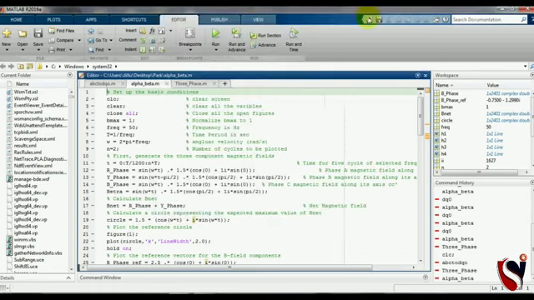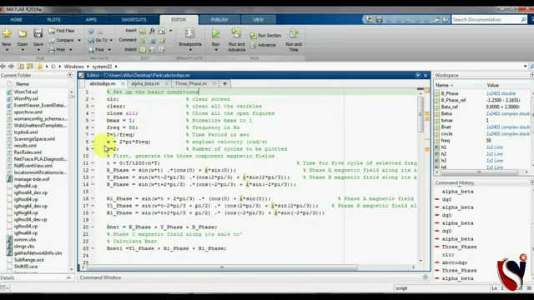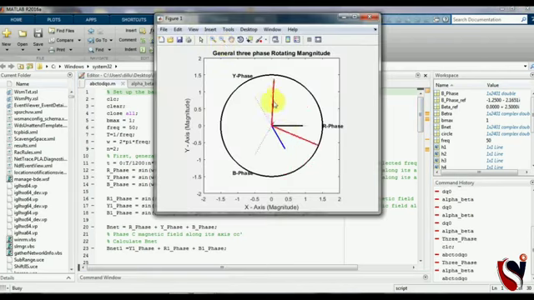Now alpha beta is still operating on an alternating quantity. So next is the ABC to DQ0 theory. I am going to run this program. You can see the 3 ABC phases, and it converts to DQ. This is the direct quantity and this is the quadrature, and the angle between them is 90 degrees. This is called the DC magnitude, and it continues to rotate because it operates on DC values, and the angle between both always remains 90 degrees. So this is all operated on DC values.